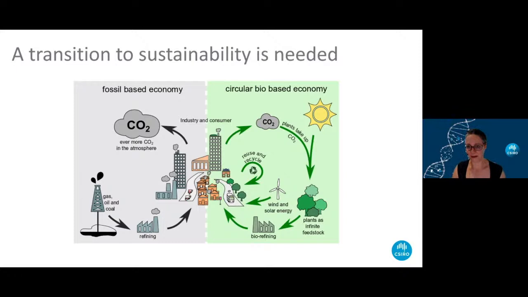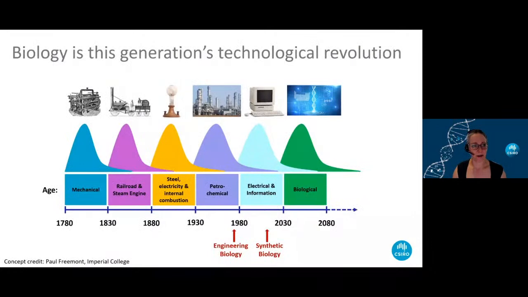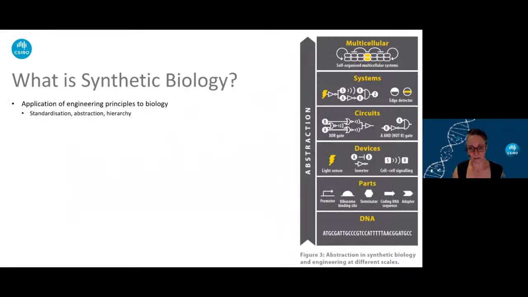The second bit of background is that biology is really this generation's revolution in technology. So we've been through all these revolutions in history, and right now we have a level of precision and ability to engineer in biology that's unprecedented. And we have been engineering with biology for a long time, and this thing called synthetic biology has come along a bit more recently, which is really a more complex way of being able to engineer biology in that it applies engineering principles to biology.